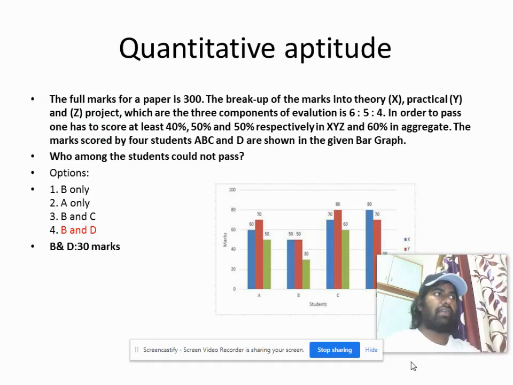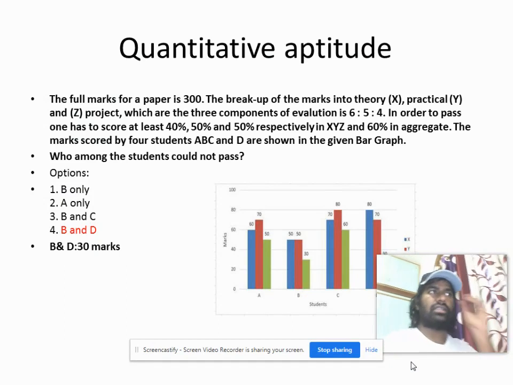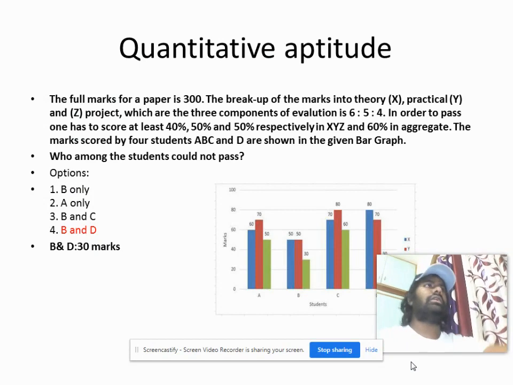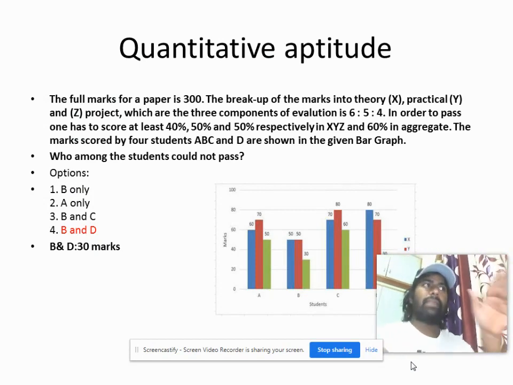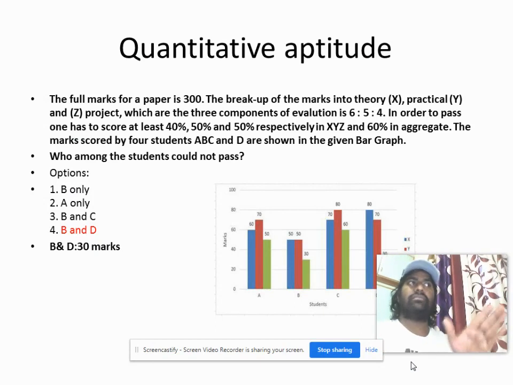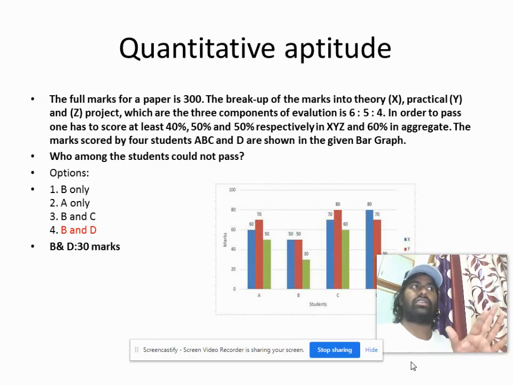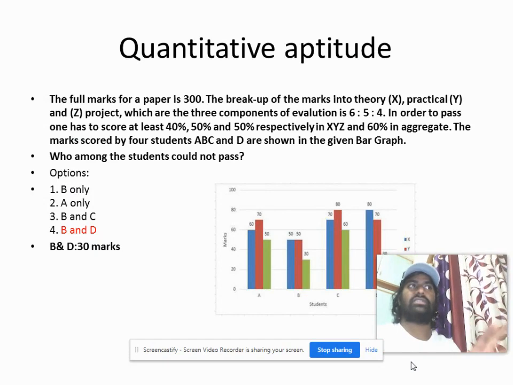Guys, I thought we couldn't connect the previous problem. The thing is that it is the same data, and the graph is also the same. The question is different. It has been asked in a different manner.